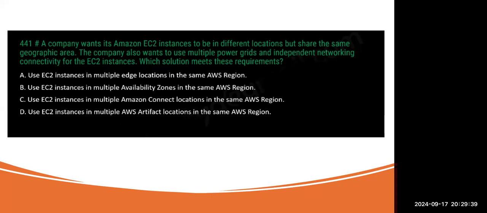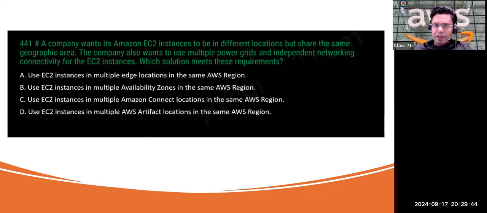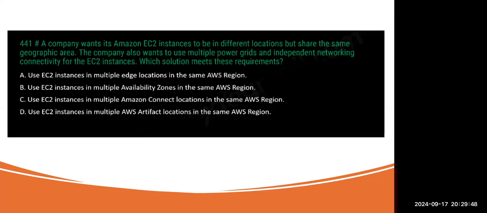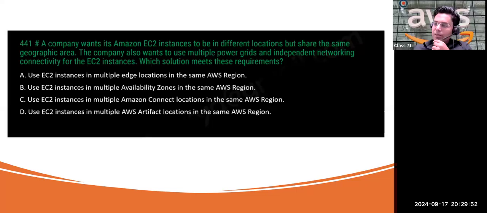Use each EC2 instance in multiple availability zones. You mean B? Yeah, B. I'm guessing, I haven't really read them all. Okay, B is the correct one because it's multiple availability zones in the same region. This is the same geographical area.